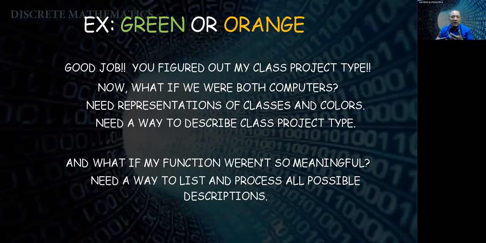So we need a representation of classes and colors and all combinations. This discrete mathematics will help you and me to assign that easily. Maybe we can assign a similar color for different types because of their similarity, because they have something in common. And you need to describe the class project type. What are the types?